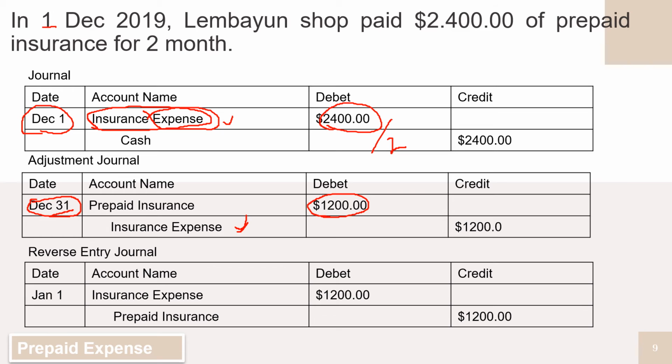And then on 1st January we have to do the reverse entry journal. It is as simple as I told you before: reverse journal is just reversing your adjustment journal. If the prepaid insurance before was in the debit, you make it in the credit. If the insurance expense before was in the credit, you make it in the debit. Just simple as that, with the same amount. Okay, next.